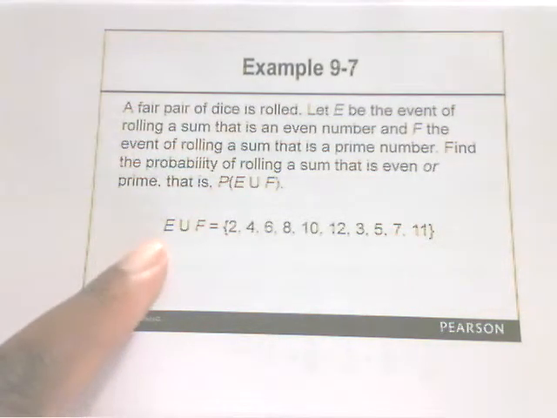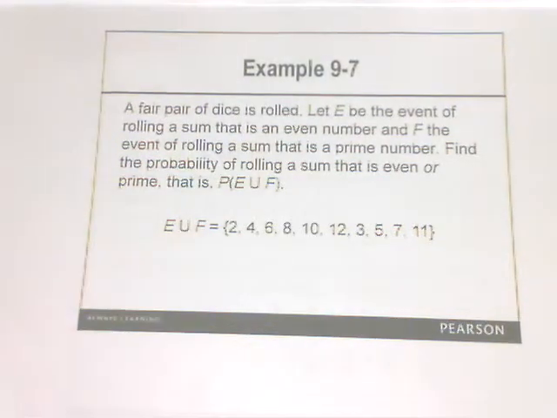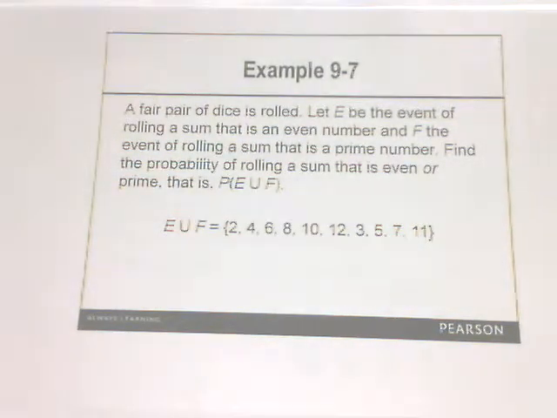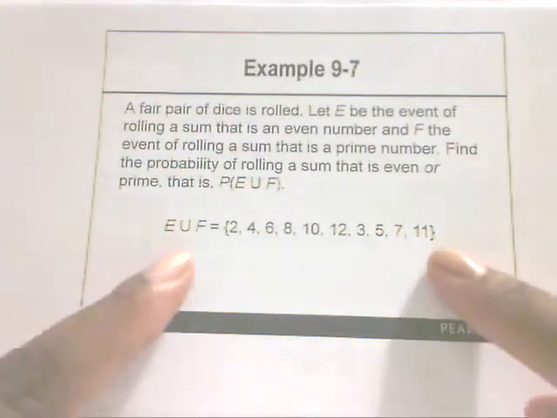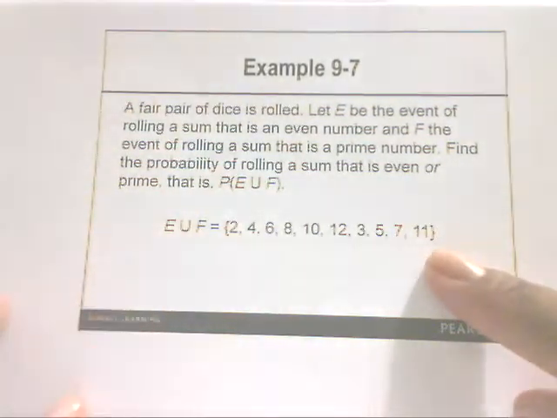Well, if we take the union of E and F, it would be those numbers there: 2, 4, 6, 8, 10, 12, 3, 5, 7, 11. That's 2, 4, 6, 8, 10, 12. That's the set of even numbers. And then you got 2, 3, 5, 7, 11. Those are your prime numbers. The union of those two will be this entire set.